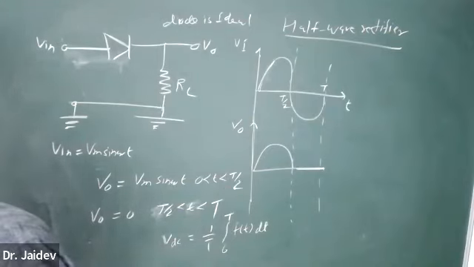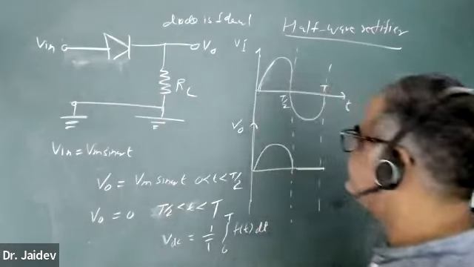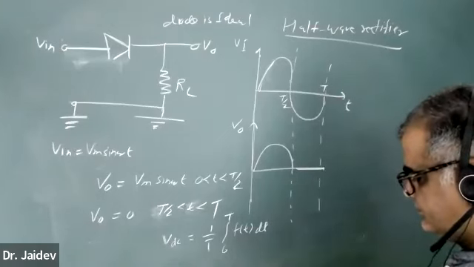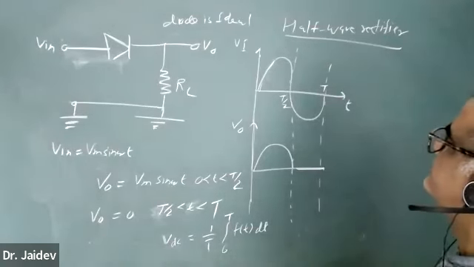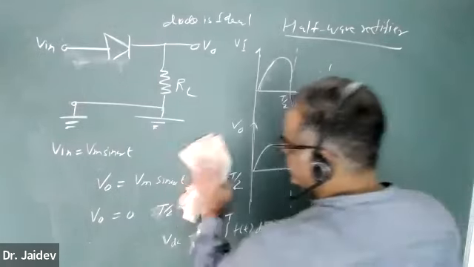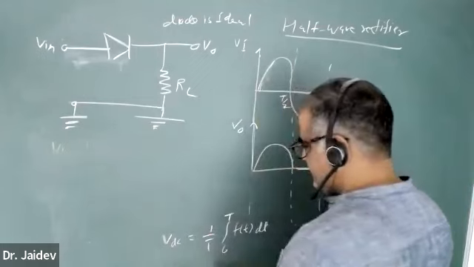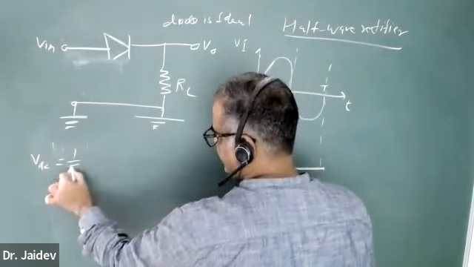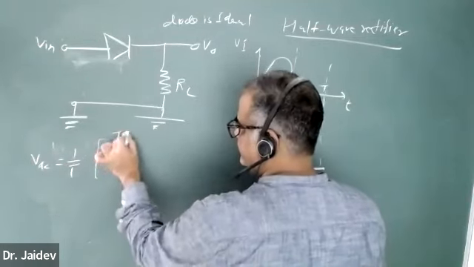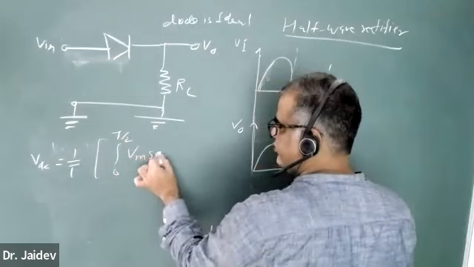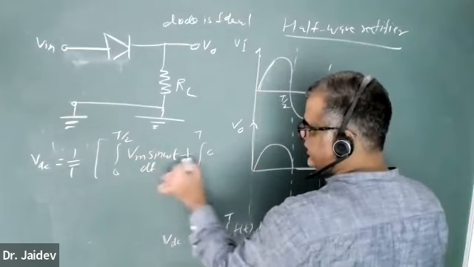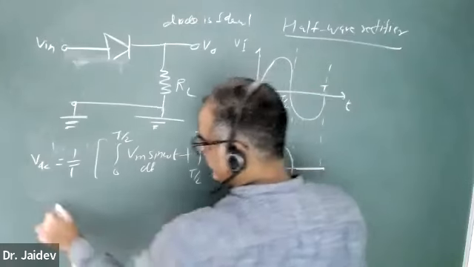Put the values, enter the two intervals, and tell me what is coming. So let us calculate. VDC is Vm by T, Vm by pi omega, 1/T. From 0 to T/2 you have V output Vm sin omega t, and again from T/2 to T you have 0 dt. So this will be your 1/T.